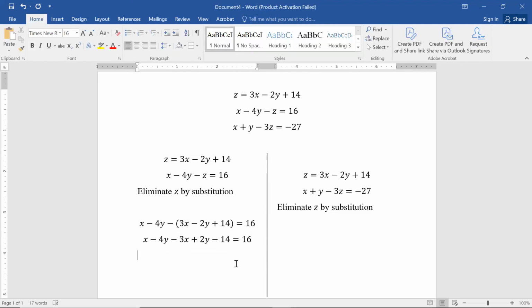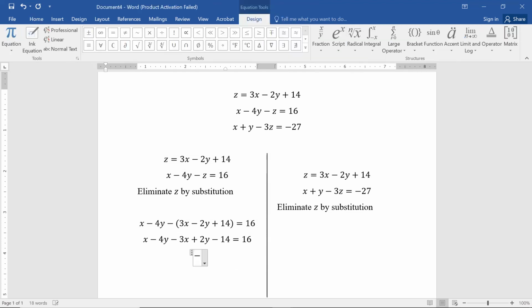When I combine like terms, I end up with negative 2x minus 2y equals 14 plus 16, which gives me 30.